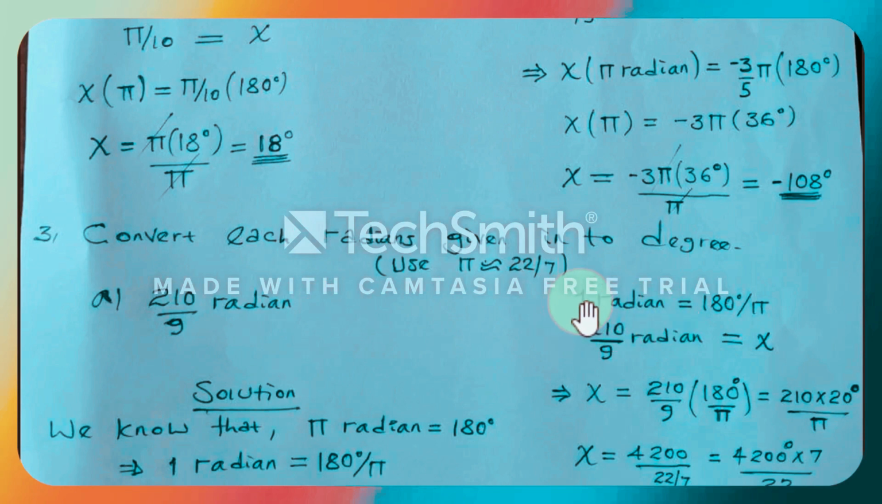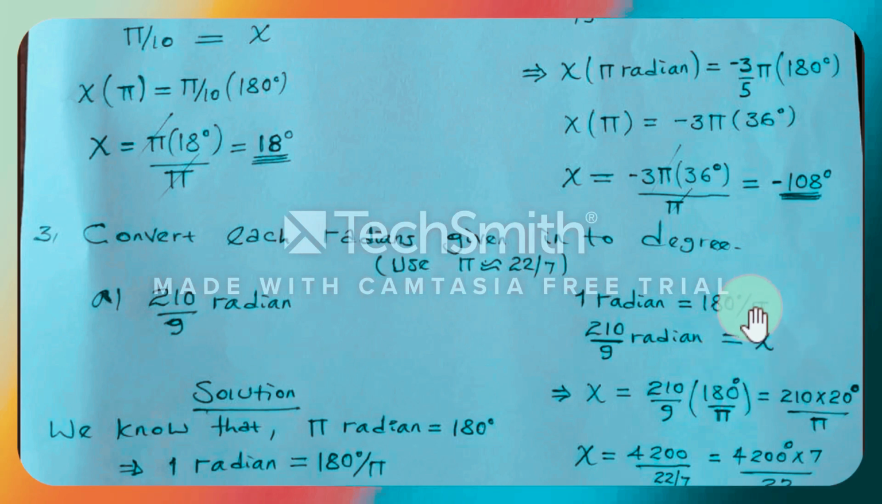ፓይ ራዲያን if pi radian is equal to 180 degree, አንድ ራድ ብቻ ስለሰጠን ምን እናደርጋለን? 1 ራዲያን ኦቨር ፓይ እናደርግና 1 ራዲያን is 180 degree over pi. Therefore, if 1 radian is 180 degree over pi, then 210/9 radian will be how much degree? But here we are asked to determine in terms of degree.